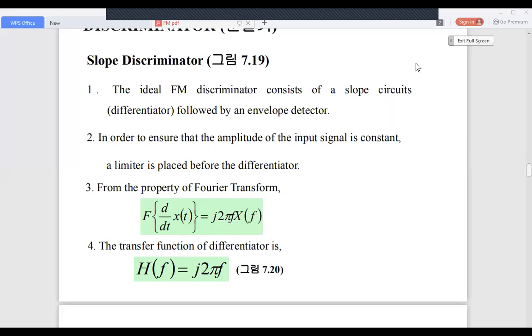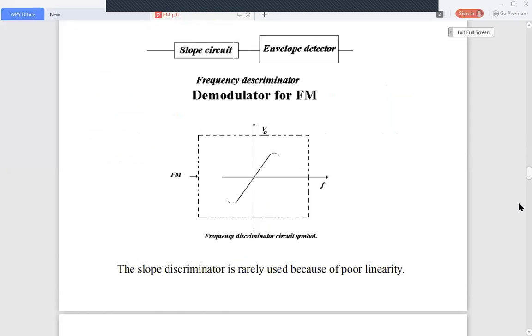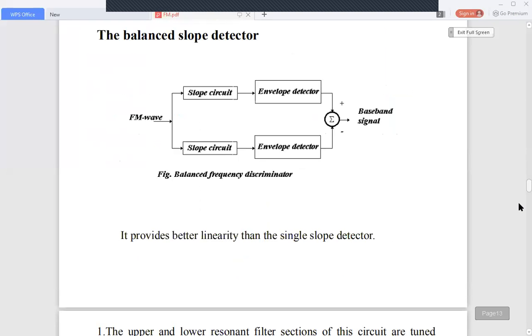Now, another type of FM generation using slope discriminator. Here, in FM discriminator, the process by which the frequency discriminates, what amount of frequency discriminate is converted to the variation of amplitude. This is the basics of the frequency discriminator method.